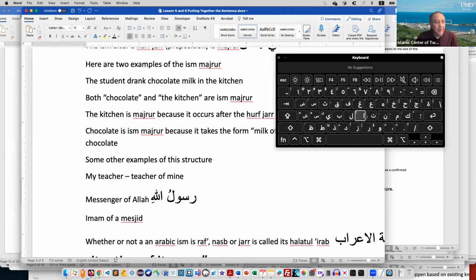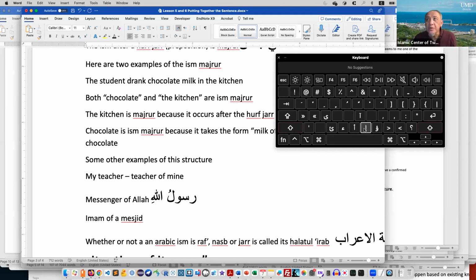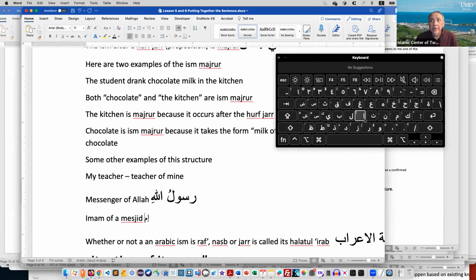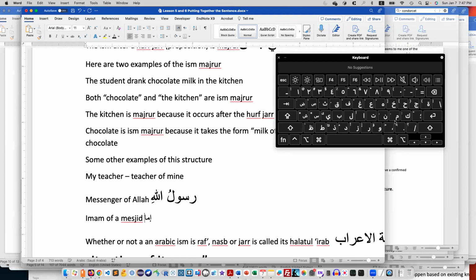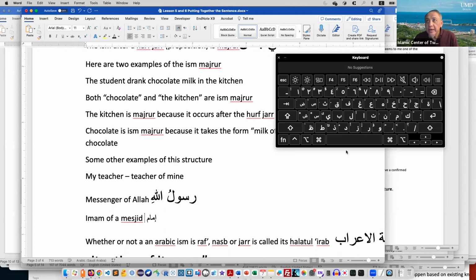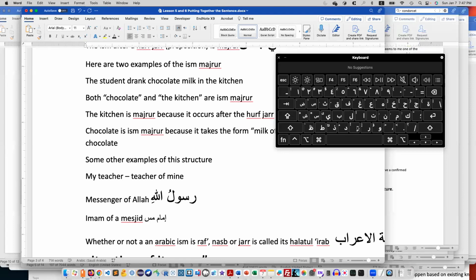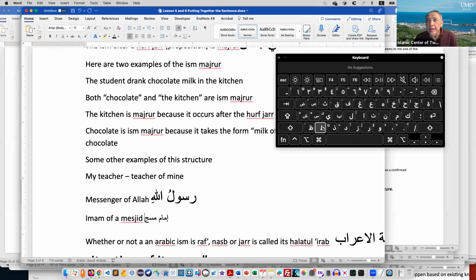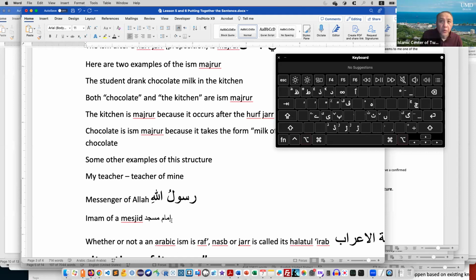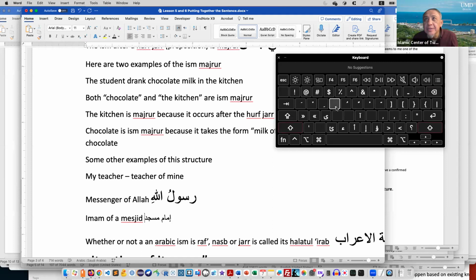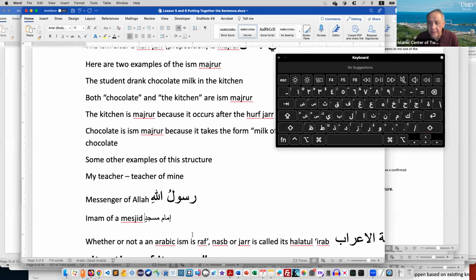So here, I have to find this one. It's Imamu, and then Masjidin. Now, does anybody remember this other thing that we just learned? Masjidin. Did we learn this one, guys? I've forgotten now. Okay, Imamu. Oh, it's not working. Let me try. Imamu. Nah, it's not working. Okay. Imamu Masjidin. So this one is Masjidin, right? Because it's a majrur, correct? Imamu Masjidin. Same here: Rasulullahi, Imamu Masjidin.